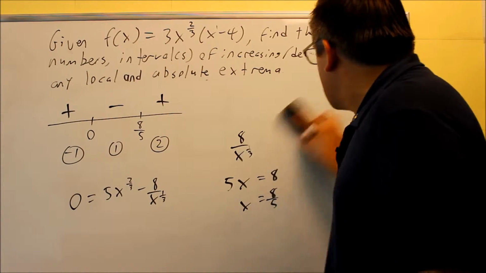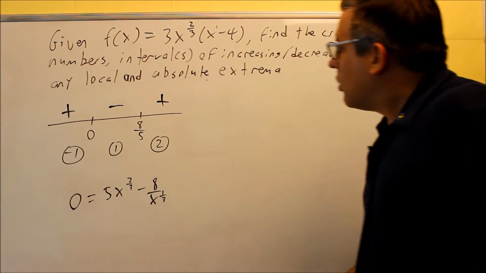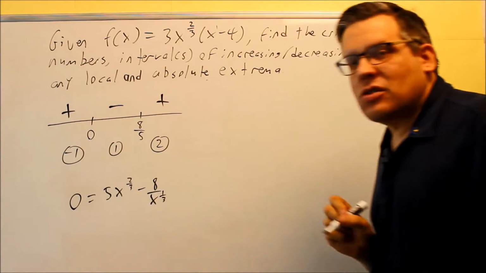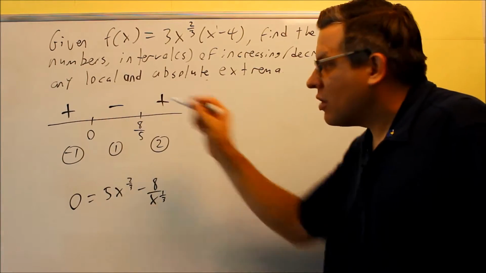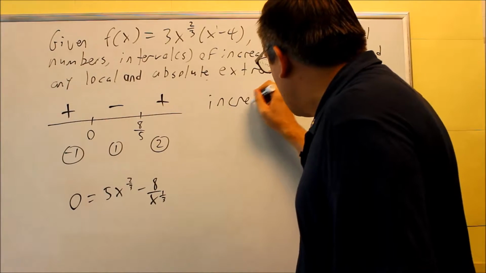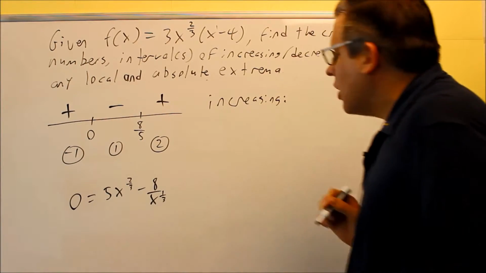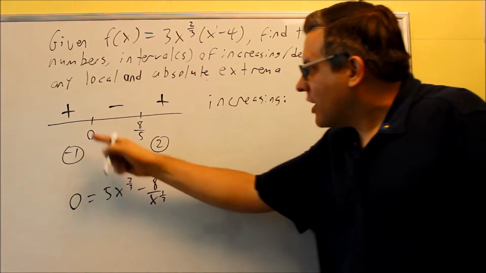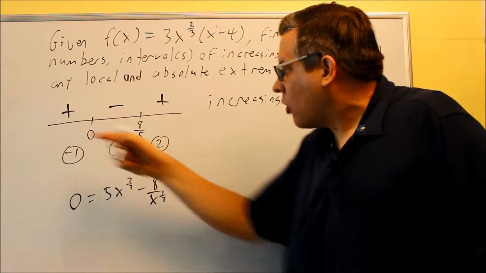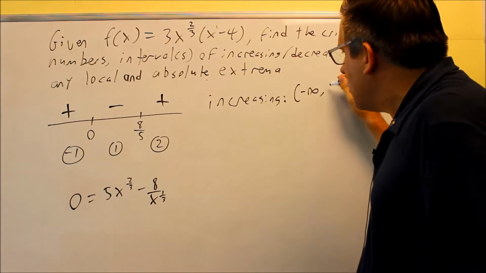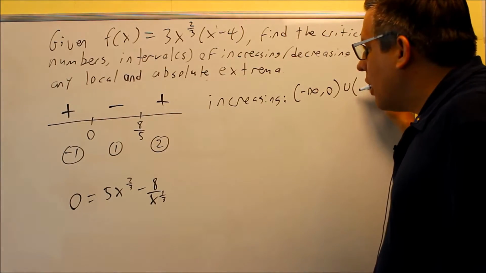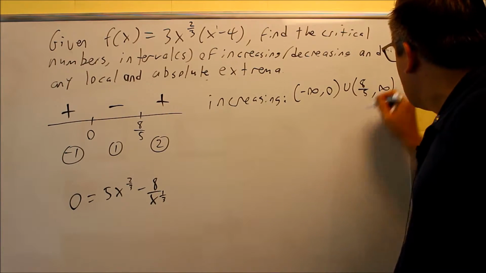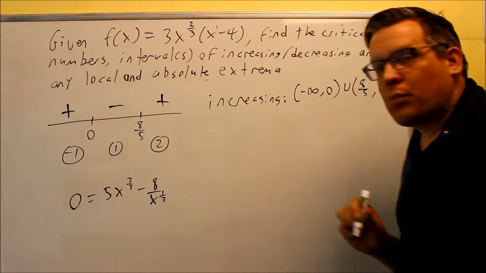Now that we have this, we can write the intervals of increasing and decreasing. Remember, increasing is wherever you have pluses on your number line. Decreasing is going to be negative. So first, let's start with the increasing intervals. This is going to go all the way down from -infinity down to 0. Remember, don't use -1. It goes all the way down to -infinity to 0, and then from 8/5, not 2, 8/5 to infinity there. That's the regions that are plus.